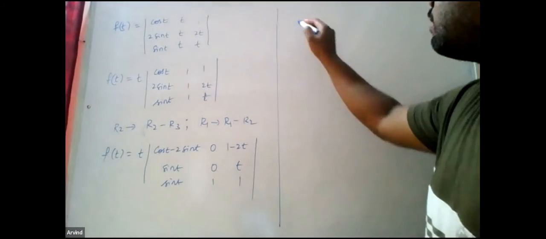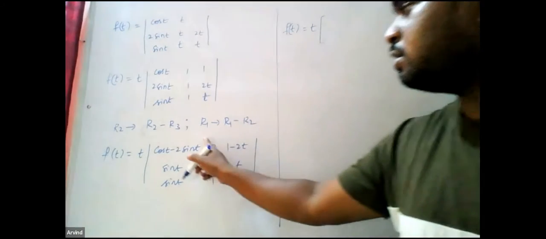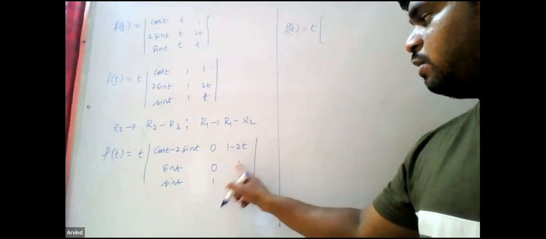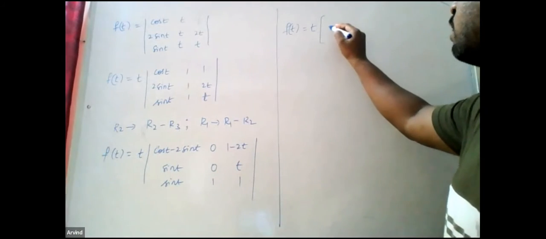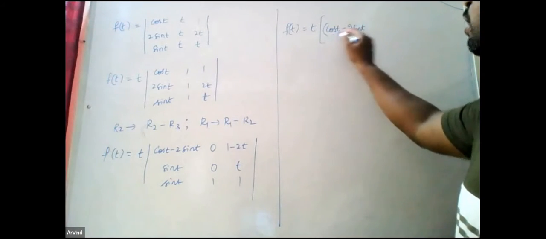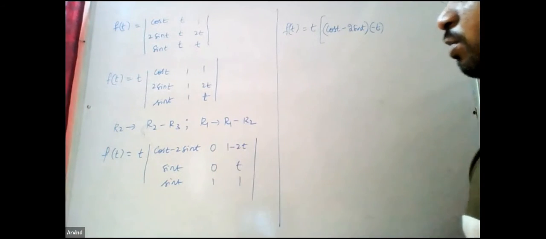Now try finding the value of the determinant. F of t is equal to t. So first thing is this into 0 minus 0 into 1 is 0. 1 into t is t, but the minus sign comes. So cos t minus 2 sin t into minus t. The next term has 0, so we can leave it.